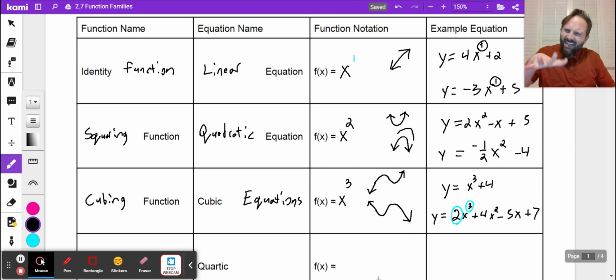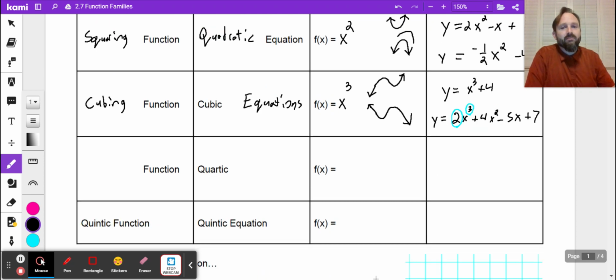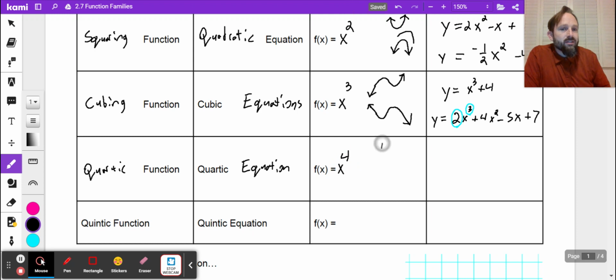At this point, anything past this relates to the previous ones. We have linear, then the squaring and then the cubing, also known as the quadratic and the cubic. So this quartic function, or this quartic equation, is going to look like this, x to the 4th. In a lot of situations, it's going to look like a U, but it's going to look a little more weird.